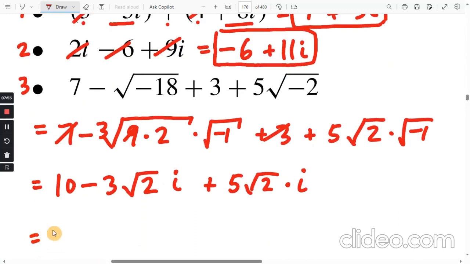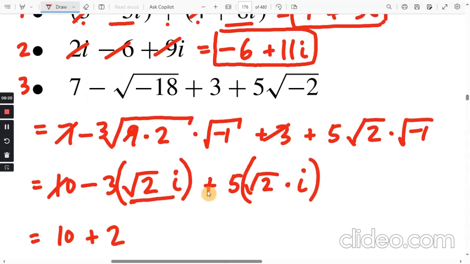One more step. We have the 10. And we can combine these two. And why is that? Because they both have radical 2i. See this here? It's just negative 3 times radical 2i. And this is positive 5 times radical 2i. So negative 3 plus 5 is positive 2. And both of these have radical 2i. So it's positive 2 radical 2i.